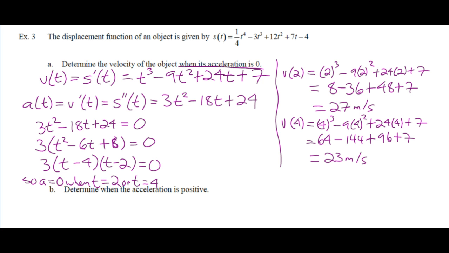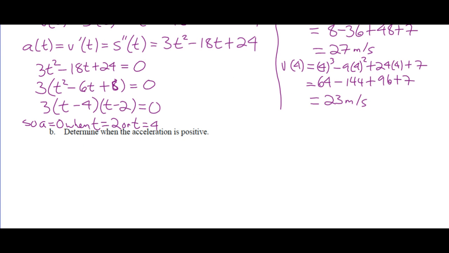Okay, and we have done what we were asked, right? Determine the velocity of the object when its acceleration is 0. So the first time its acceleration is 0, it's going 27 meters per second, and the second time then it's going 23.